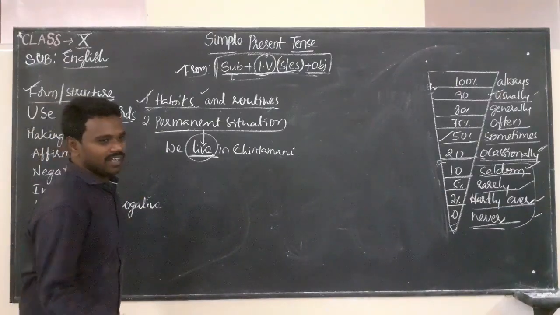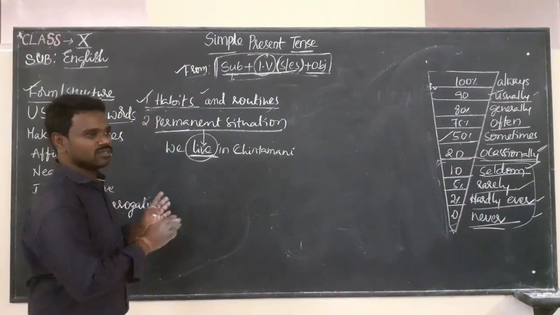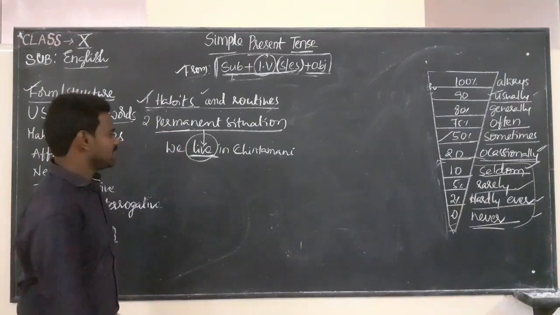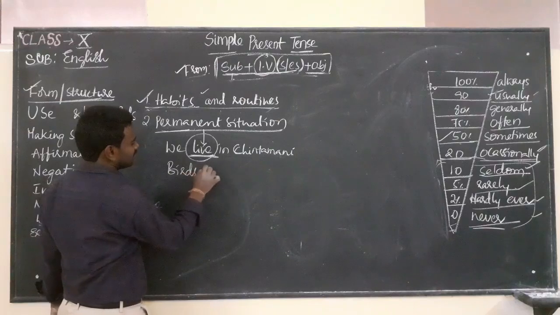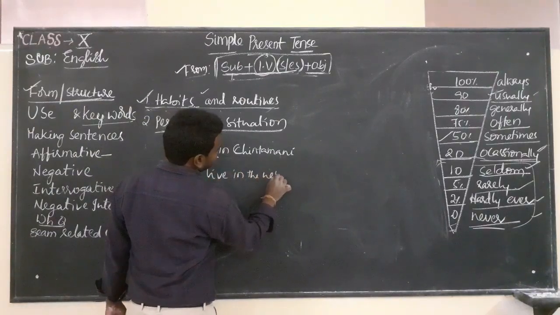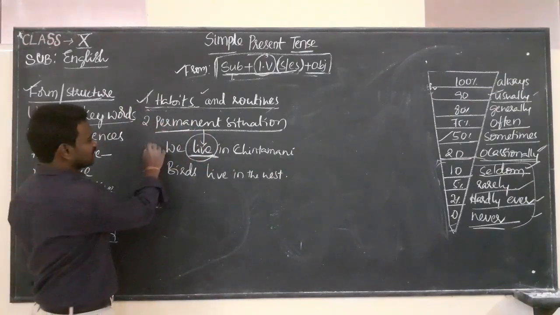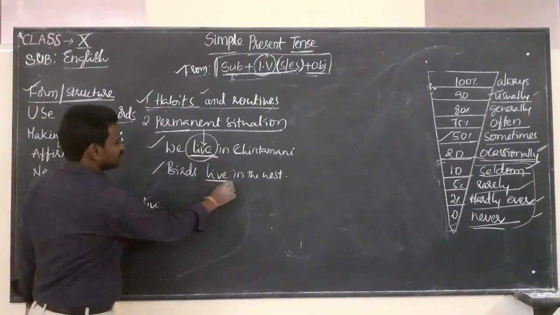For example, in an interview there will be a question: where do you live? I live in so and so place. That indicates a permanent situation. Another example: where do birds live? Birds live in the nest.